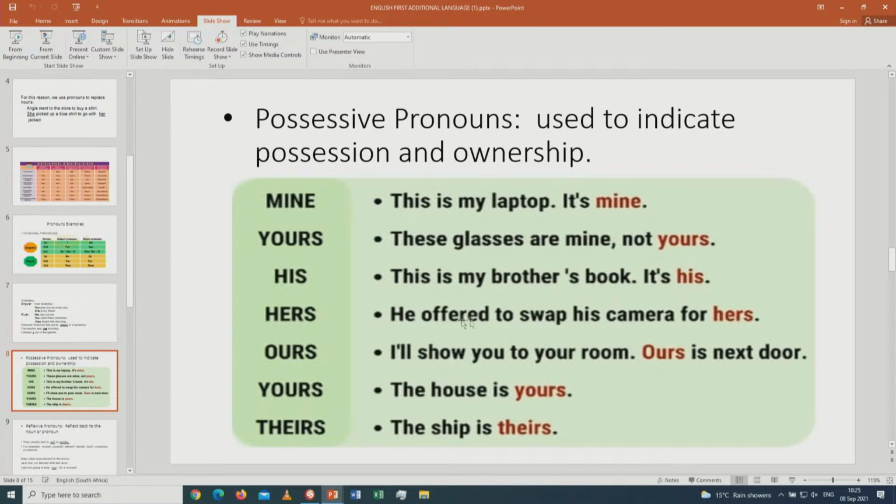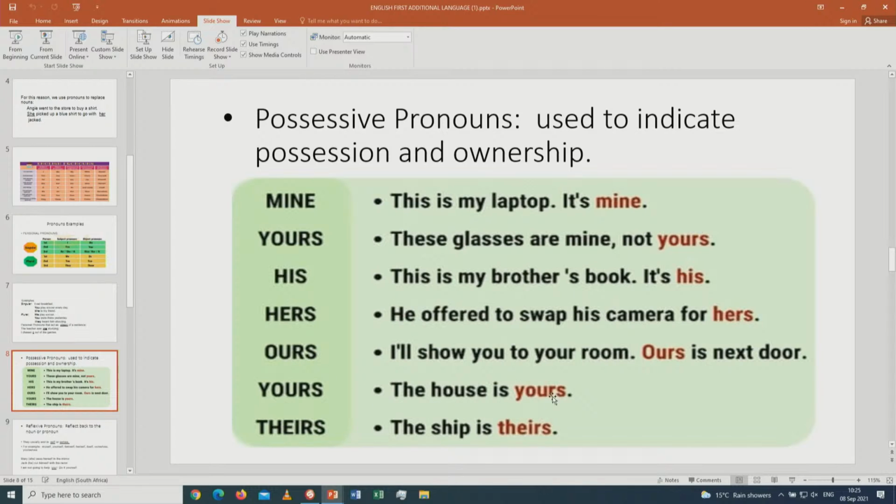Hers. He offered to swap his camera for hers. He wanted no one else but hers. Ours. I'll show you to your room. Ours is next door. This is ours. We'll show you yours.